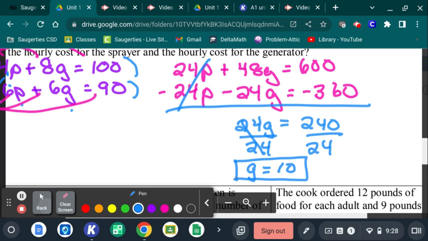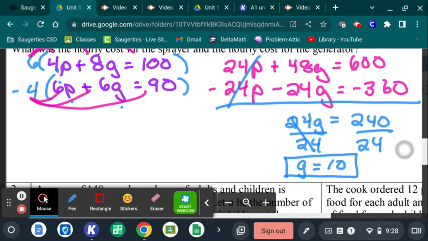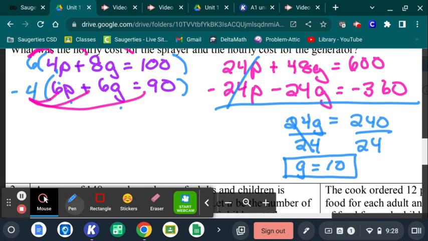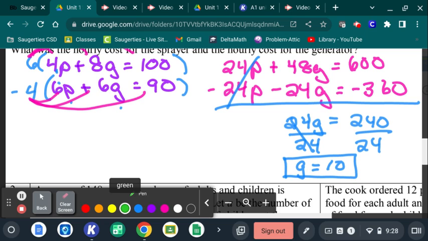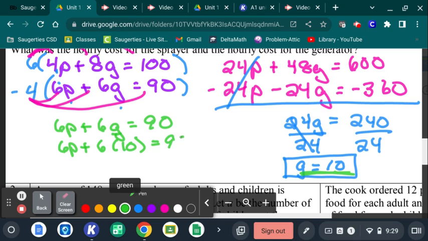Now we have to find the sprayer. I'm going to find some more room. I'm going to write here off to the left side. I'll use the second equation because it's right here. 6P plus 6G equals 90. Since G is 10, I'm going to put that right in there. 6P plus 6 times 10 equals 90. So we have 6P plus 60.